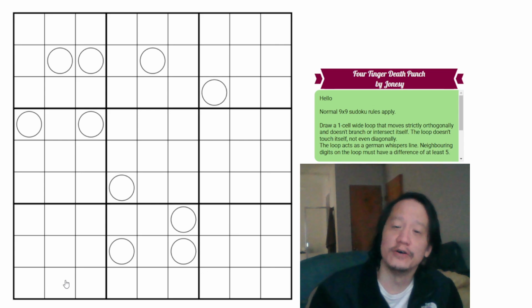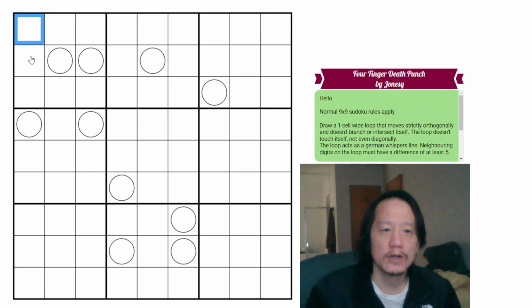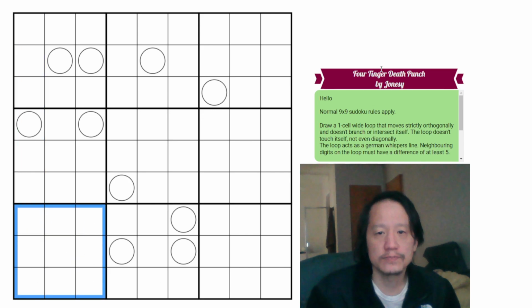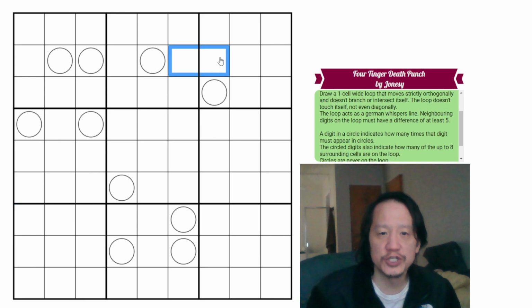Hello, hello. Normal 9 by 9 Sudoku rules apply, which means place the digits 1 through 9 once each in every row, column, and box. Draw a one cell wide loop that moves strictly orthogonally and doesn't branch or intersect itself. The loop doesn't touch itself, not even diagonally. So orthogonally just means that they share an edge.